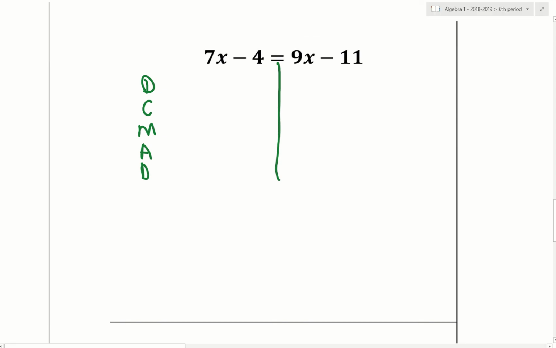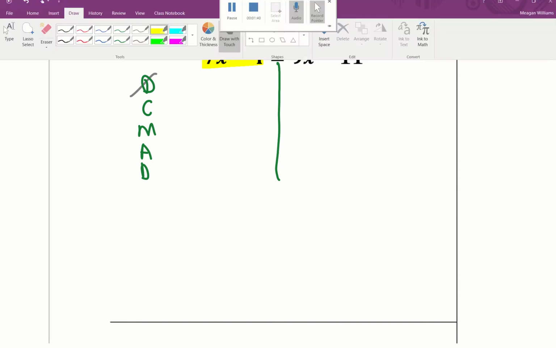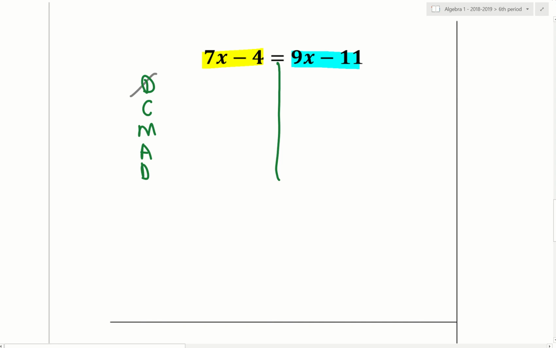So I'm going to start with DCMAD. What does D stand for? Distribute. Is there any parentheses or multiplication I need to distribute? No. Nope, so that one's done. Now, combining happens on one side at a time. So can I combine anything in the yellow? Nope. But can I combine anything in the blue? No. Nope. So combining is done.